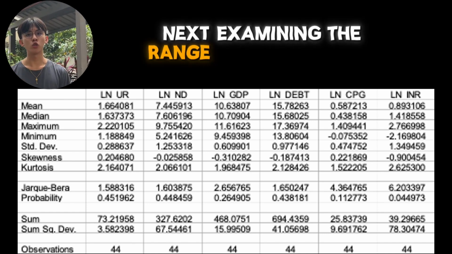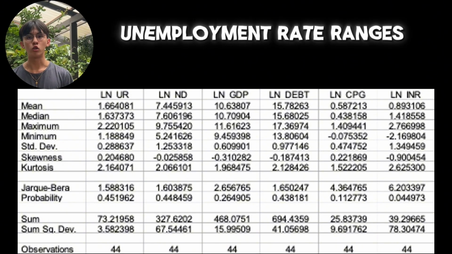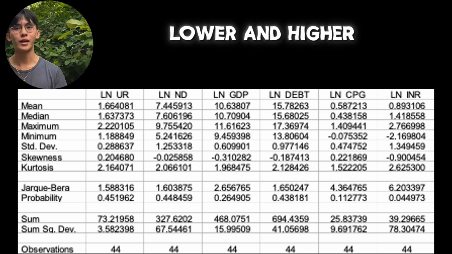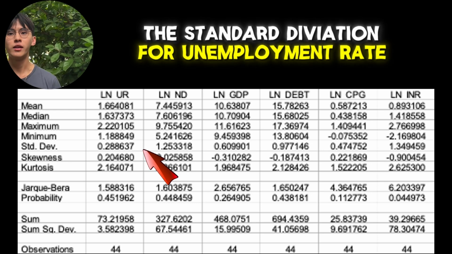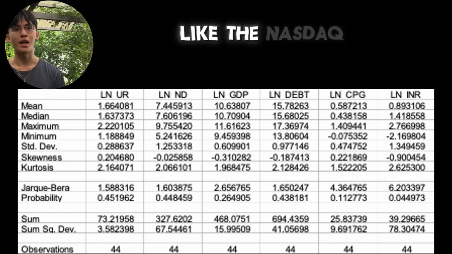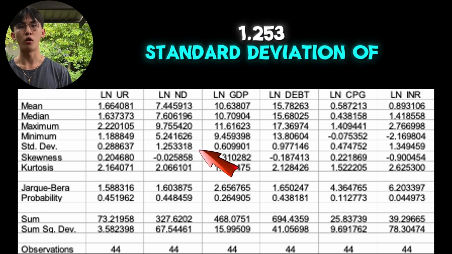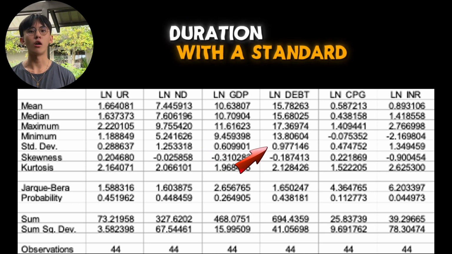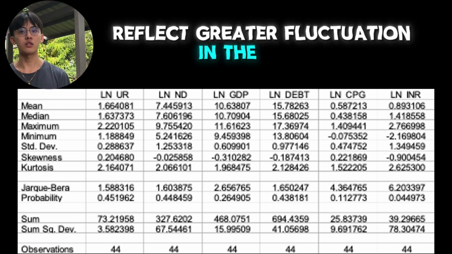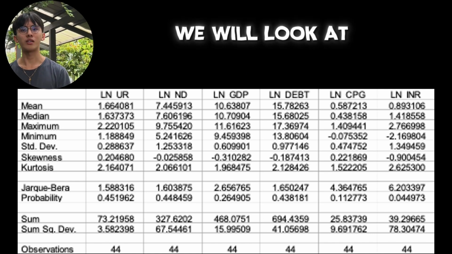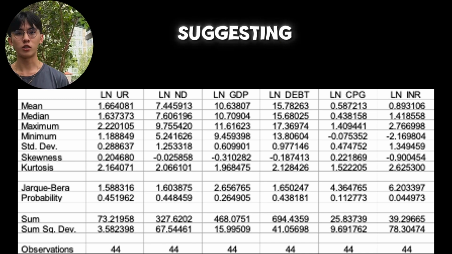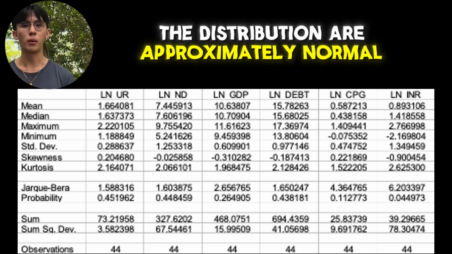Next, examining the range and variability, unemployment rate ranges from 1.188 to 2.220, representing periods of both lower and higher unemployment. The standard deviation for unemployment rate is 0.288, showing relatively low variability compared to other variables like the Nasdaq index, which has a standard deviation of 1.253, and public debt with a standard deviation of 0.977. This larger standard deviation reflects greater fluctuation in the stock market and public debt over time. When we look at the shape of the data distribution, most variables exhibit low skewness and kurtosis values, suggesting that their distributions are approximately normal.